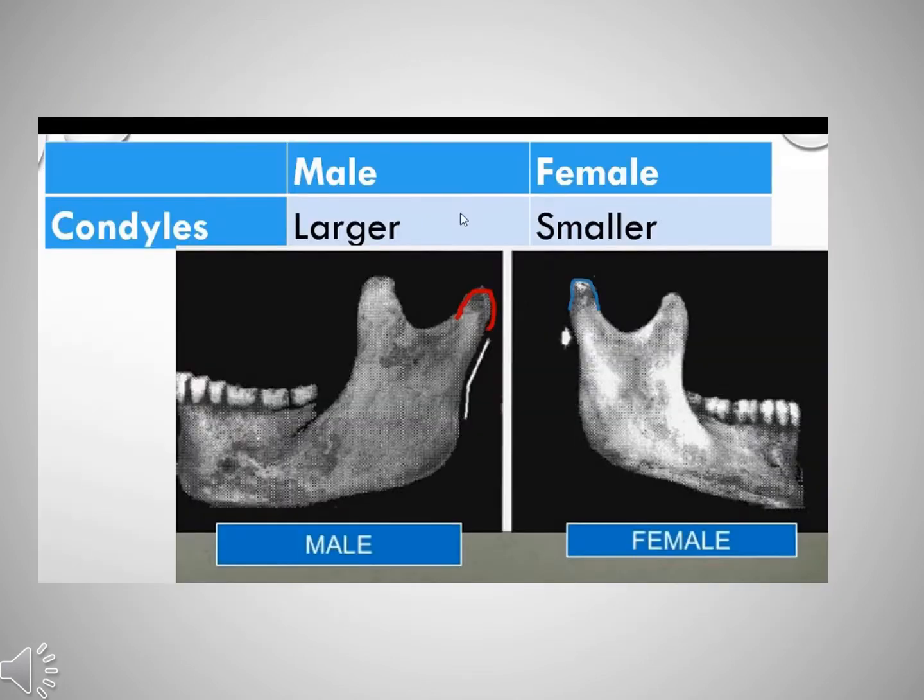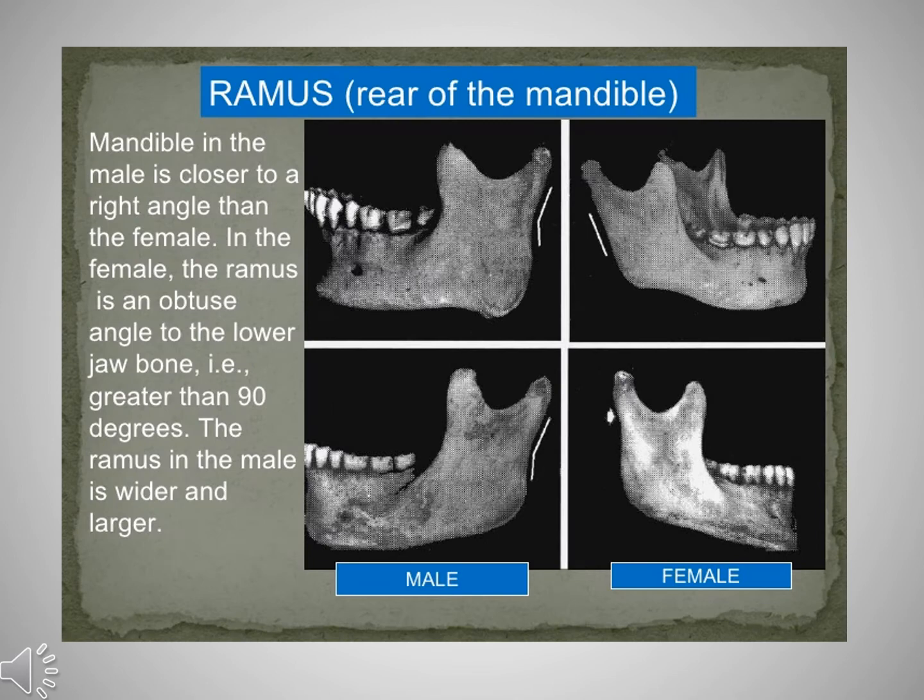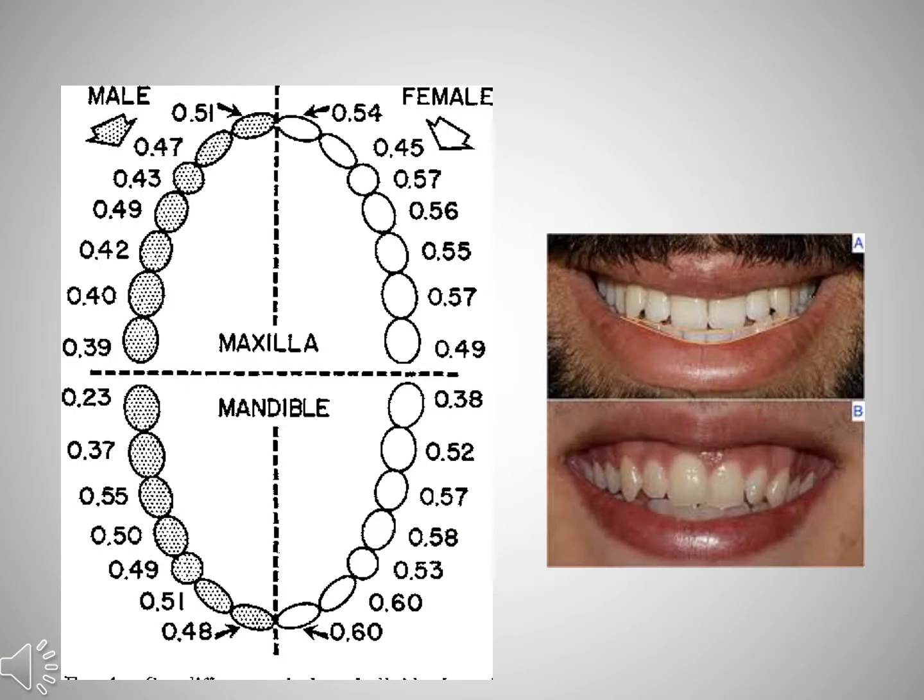And males have larger condyles, whereas females have smaller condyles. Mandible in the male is closer to right angle than the female. In the female, the ramus is an obtuse angle to the lower jawbone. The ramus in the male is wider and larger. In this slide, you can see the differences in the male and female teeth.